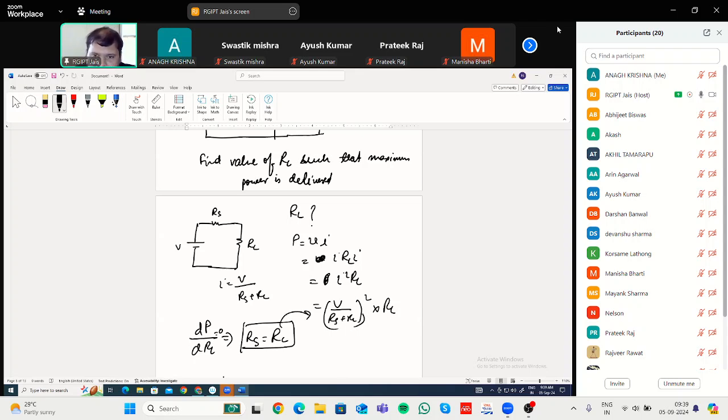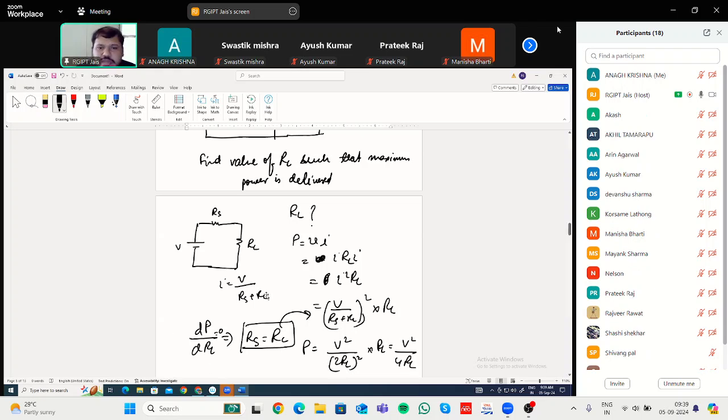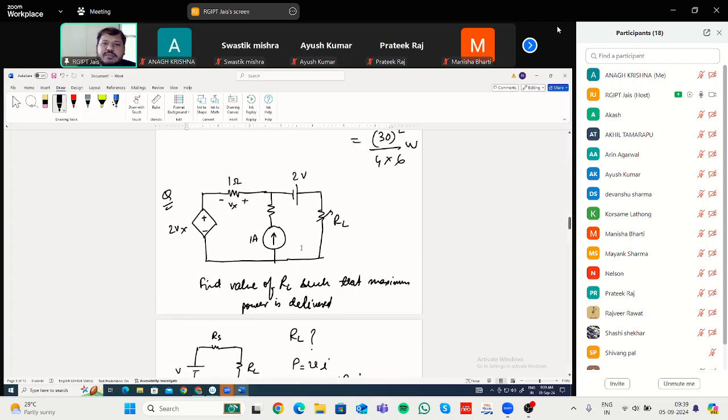Now this we put here. P is V divided by RS plus RL, and RS is equal to RL, so twice RL, whole square. V square is there, multiplied by RL. So P max is V square divided by 4 RL. From there we have got it. Okay, now let us get back to this problem.